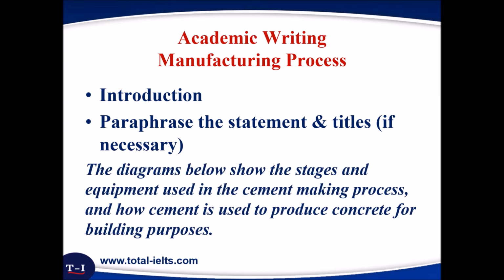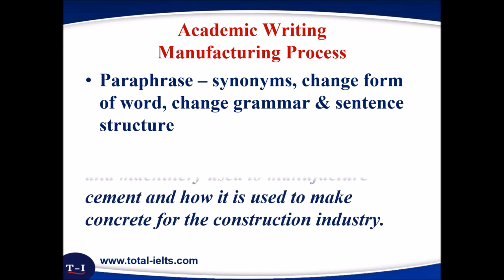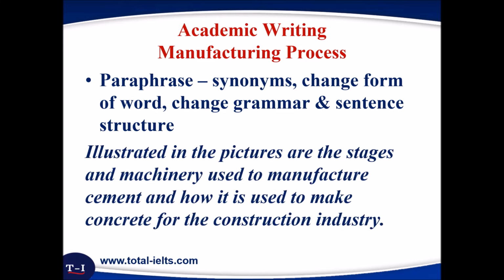So here we got the diagrams below show the stages and equipment used in the cement making process and how cement is used to produce concrete for building purposes. When we paraphrase, we use synonyms, change the form of the word, change the grammar and sentence structure, and we come up with something like this. Illustrated in the pictures are the stages and machinery used to manufacture cement and how it is used to make concrete for the construction industry.